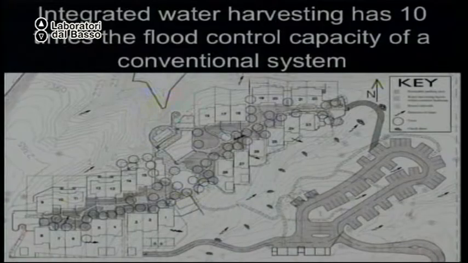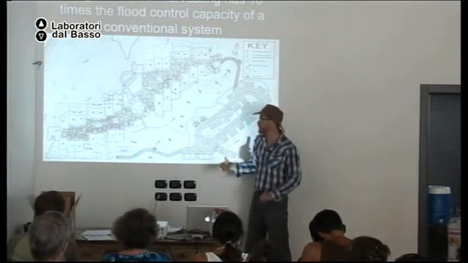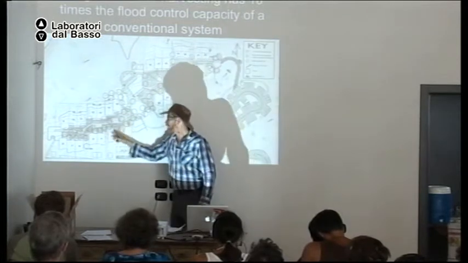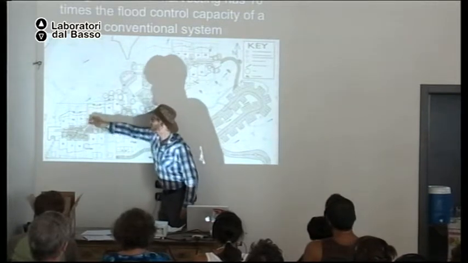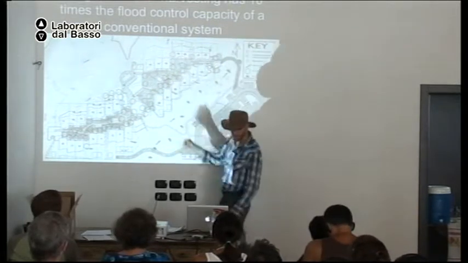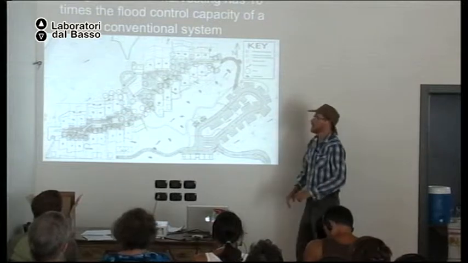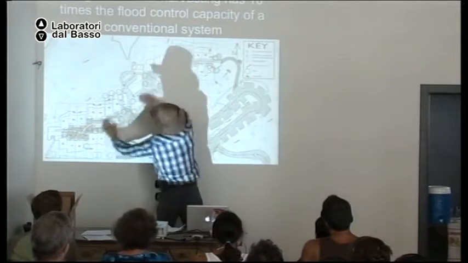Looking from above, that same site is this. The slope is this way. The rectangles with numbers are the buildings. The shaded area is the common landscape. The circles are trees. And the landscape is broken up into many basins. There is no water flowing off this site. It's all caught here.